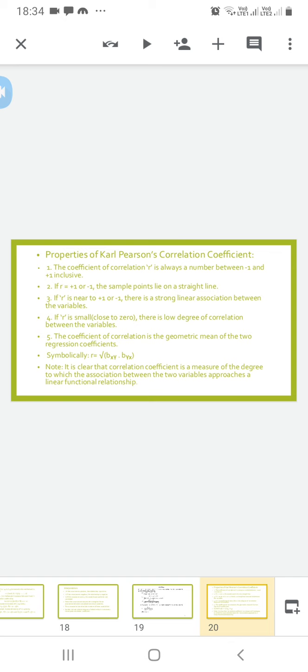Symbolically, -1 is less than or equal to r, less than or equal to 1. In other words, r is equal to +1 implies perfect positive correlation between the variables, and r is equal to -1 implies perfect negative correlation between the variables. Correlation coefficient is independent of the change of origin and scale. Two independent variables are uncorrelated, but the converse is not true.